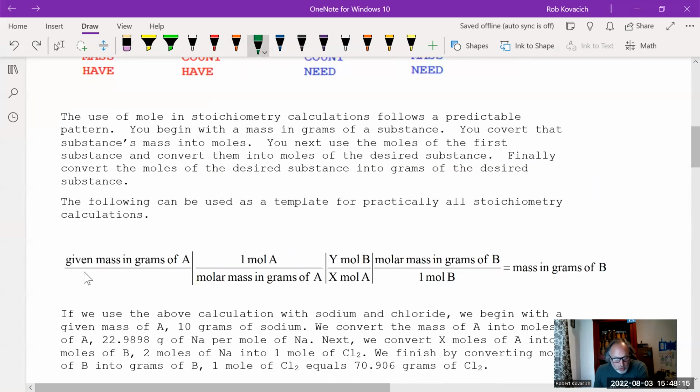Okay, so we're always going to be starting with the mass of what was given. I'm going to turn my mass of given into a moles of given. I'm going to take my number of moles of given and turn it into the number of moles of something I want, and the number of moles of something I want, turning it into the mass of something I want. And here's the grams of whatever it is I'm looking for. So this template is what we're going to use, and I like the way it looks here.